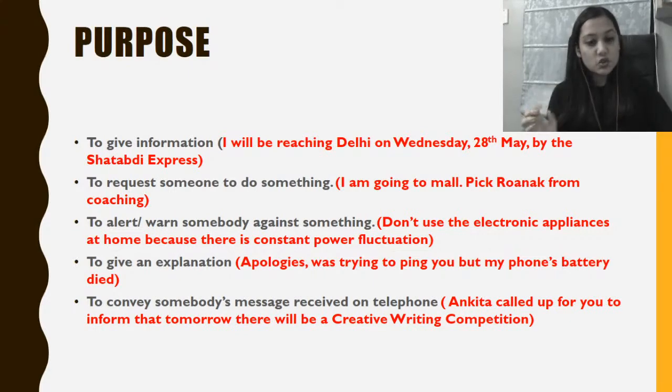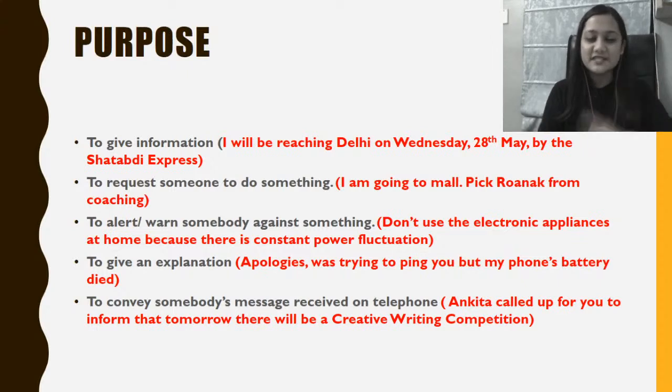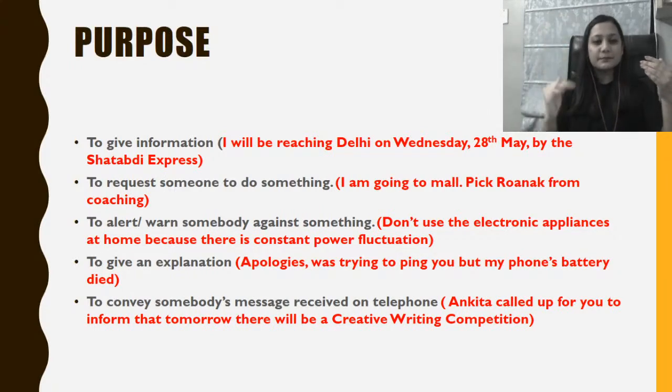Next is to give an explanation, like if you want to give an explanation for something. For example, apologies for trying to ping you, but my phone's battery died. I was trying to ping you, but unfortunately my phone's battery died. So these are certain areas wherein you can write up a message.